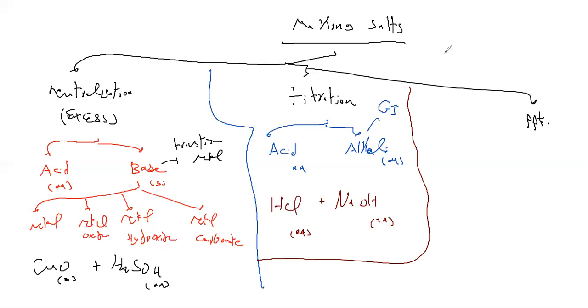The third type, the precipitation method, is formed between two soluble salts. They are mixed together to produce a soluble salt and an insoluble salt.